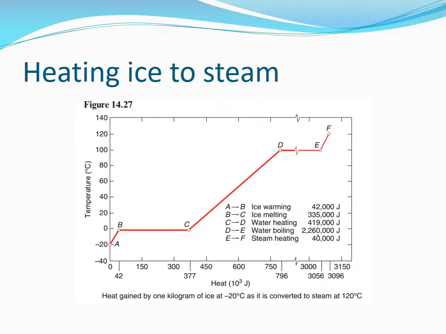Once all the ice is melted, it can then be warmed to the boiling point at 100 degrees Celsius, which takes another 419,000 joules of energy. To convert the 1 kilogram of water to 1 kilogram of steam, all at 100 degrees Celsius, takes an additional 1,260,000 joules of energy. The final step warms the steam from 100 degrees Celsius to 120 degrees Celsius, which takes an additional 40,000 joules. The total process from minus 20 degree ice to 120 degree steam took 2,677,000 joules of energy.